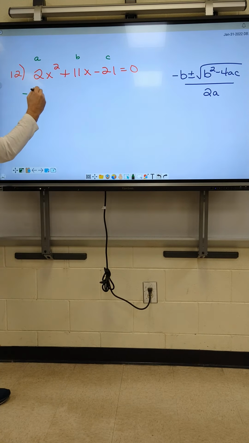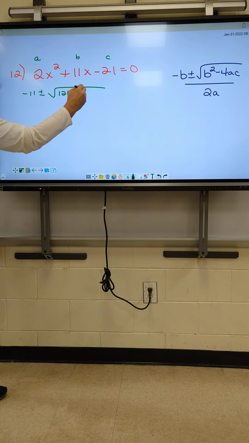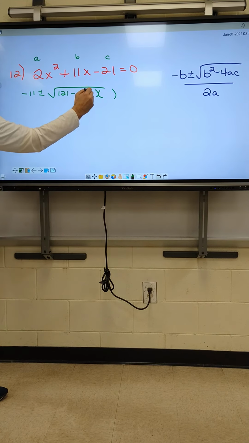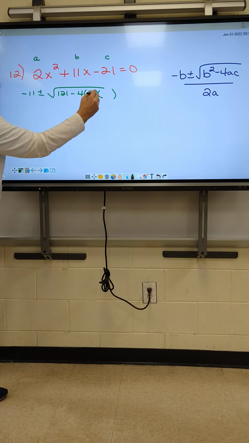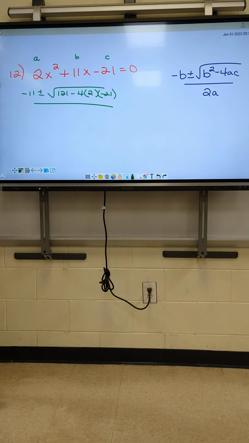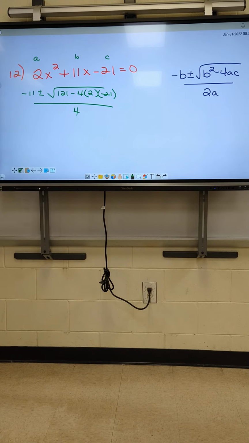So I got negative 11 plus or minus 11 squared, which is 121. Now you've got to plug in a number for A and for C. What goes in for A is 2. What goes in for C? Negative 21. All right, what's going to be on the bottom? I got to plug my A on the bottom. 2 times 2 is 4. All right, so I want you to write that down.